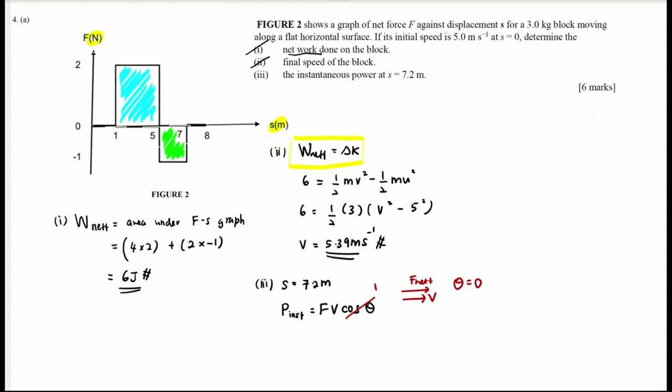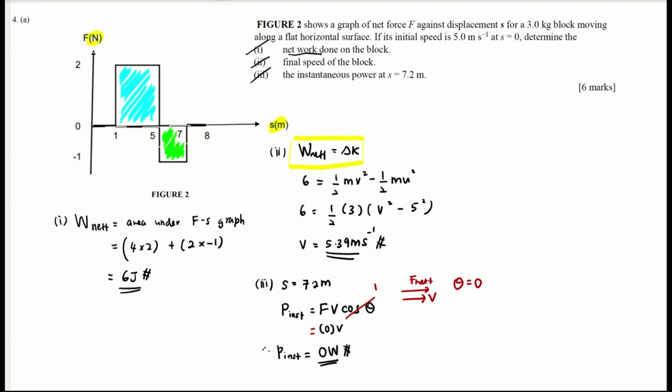So kita boleh substitute lah pada 7.2. Look at here, at S equal to 7.2 meters, you can see that the force is equal to 0. Kalau at 1 meter, force is equal to 2. But at 7.2 meter, 7 to 8 meter here, you can see F is equal to 0. So when we substitute here, 0 times V, therefore, instantaneous power for this question is equal to 0 watt. So kita hanya baca sajalah daripada graf yang diberi. So now finish question 4A.